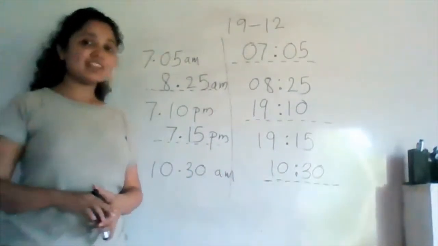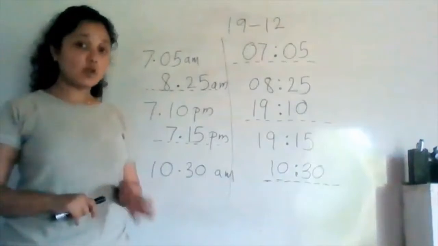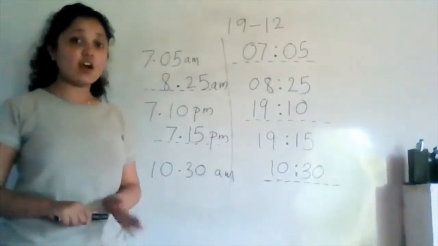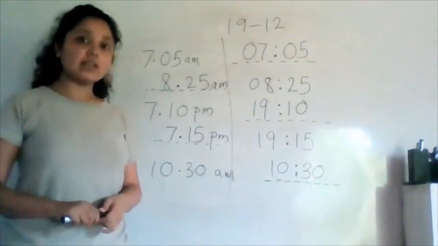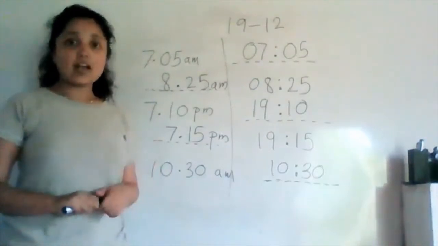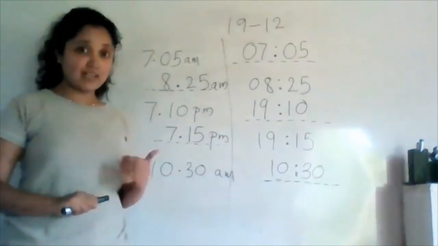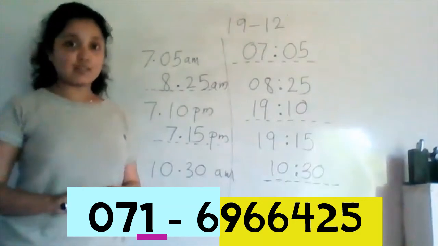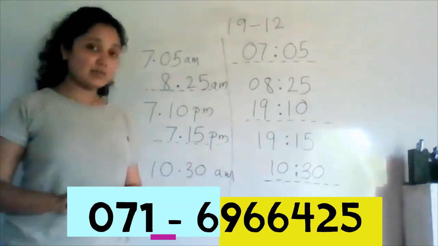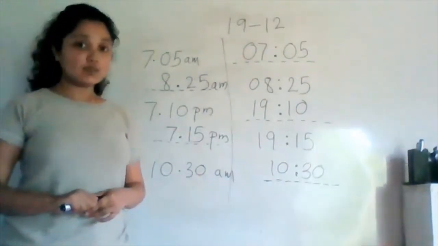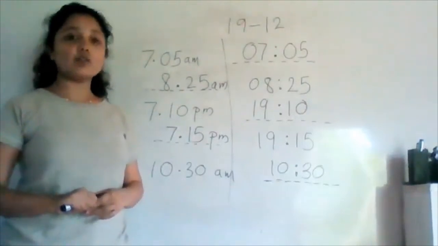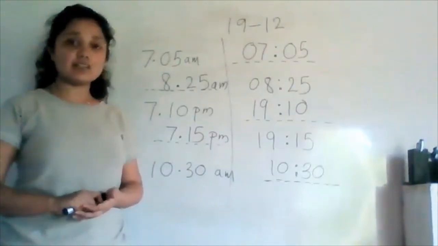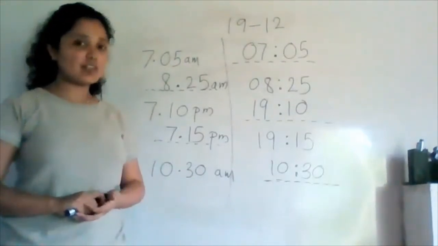That's not the end of the exercise. There are more problems, more questions, in the exercise. So you have to complete all those. That is your homework. You can get the correct answers from me through my WhatsApp number. I will provide you my WhatsApp number, 07169666425. At the end of the video also you can see the WhatsApp number. With that number, you can send me a message and get the correct answers for the rest of the exercise. So just try to complete the exercise.